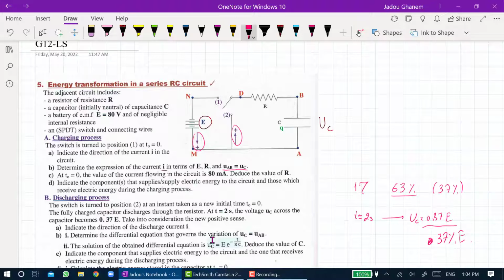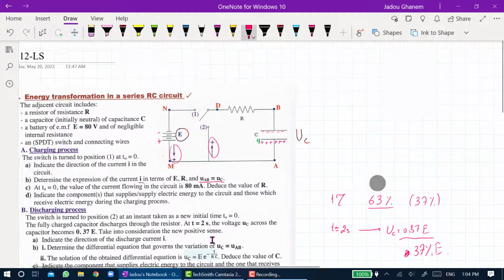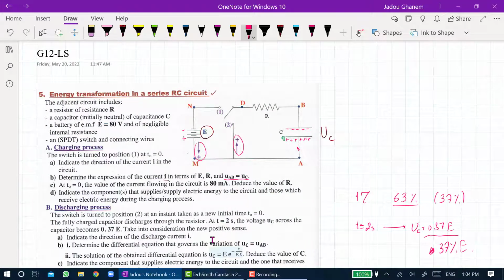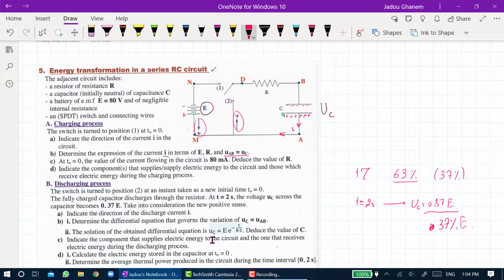Let's start with the first question in this given. Indicate the direction of the discharge current I. As you know, since this is the positive terminal and this is the negative terminal of the battery, this one will be positively charged and the other side will be negatively charged. So now the current will start flowing in the opposite direction, and we can say that the direction of the current here will be clockwise, or from A to D to B.